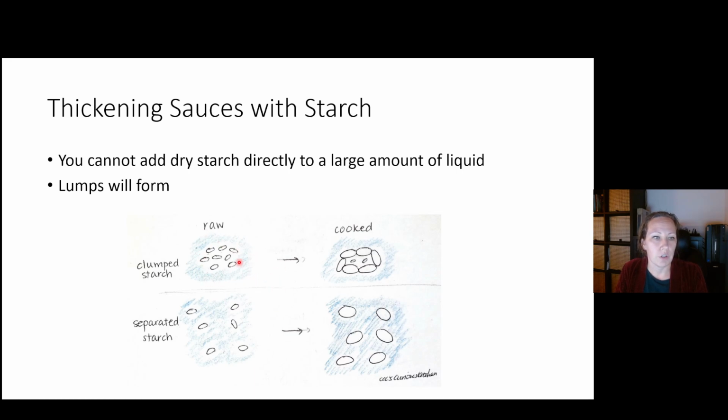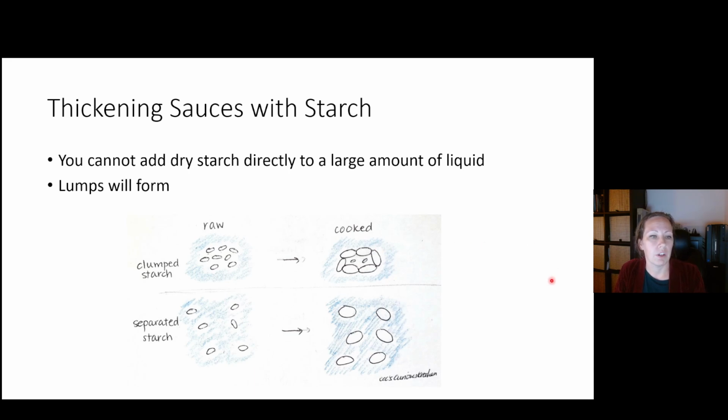The starch granules on the exterior of this clump are going to swell, and they're going to form a gel. And it will be very difficult for the water to get through that gel to reach the dry granules on the inside of this clump. So now you have this gelled clump, and that's why it's really hard to get rid of clumps of starch if you have made this mistake of adding it directly to especially hot liquid.